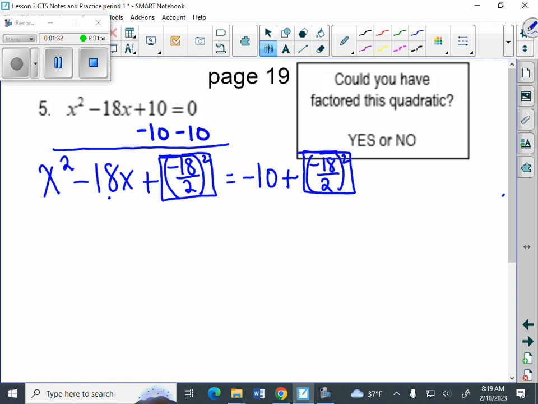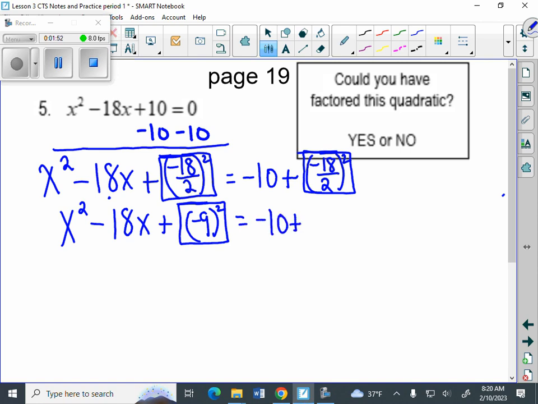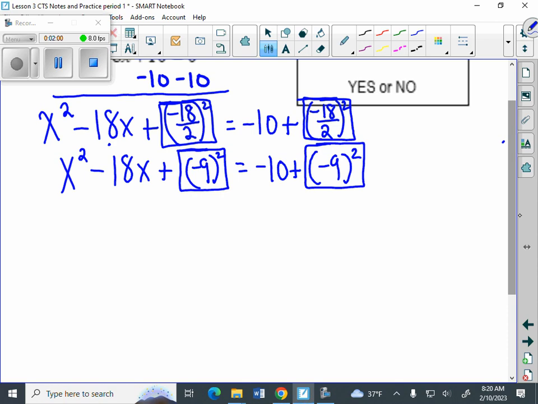Let's simplify that a little bit. So we get x squared minus 18x plus negative 9 squared. Negative 18 divided by 2 is negative 9. Over here on the other side, negative 18 divided by 2 is negative 9 squared. Again, I know that that value actually equals 81, but I think in terms of the factoring, which is going to be the next step, that we need to write it in this format so that we do not have to split the middle.